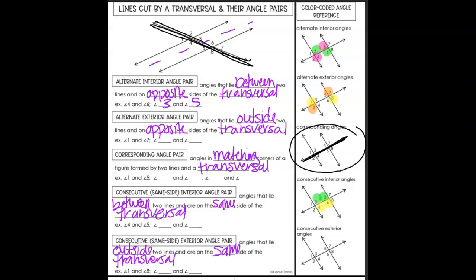Which ones are on the same side as 1 though? 7. Good. So 1 and 7. And then the other one would be 2 and 8. It looks like an outside. So then we should have that one color coded now.